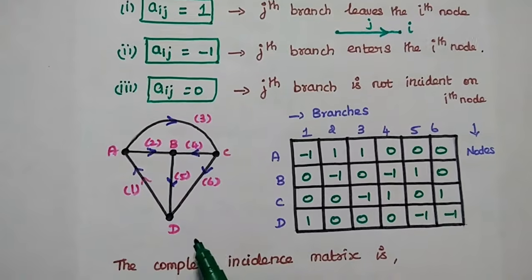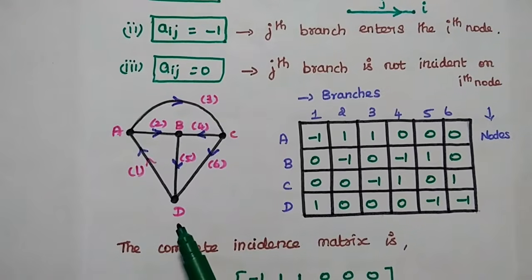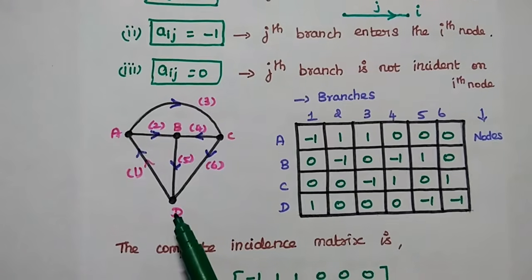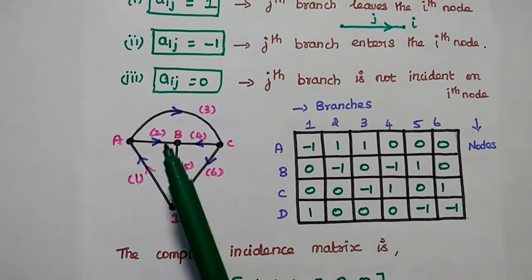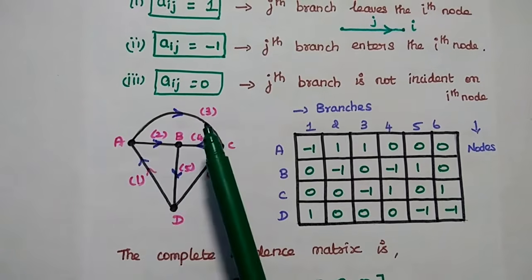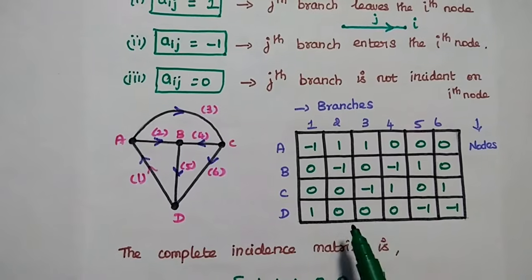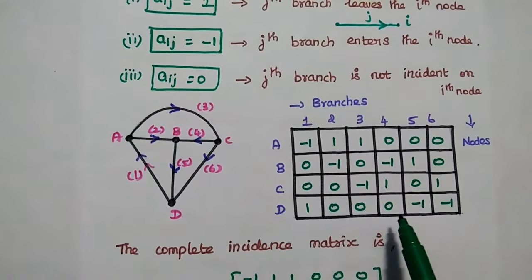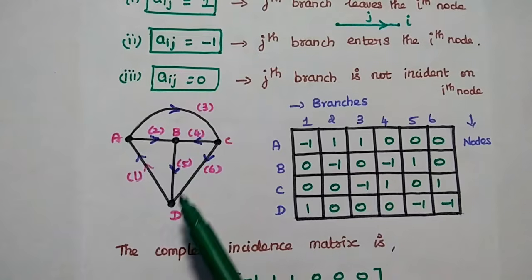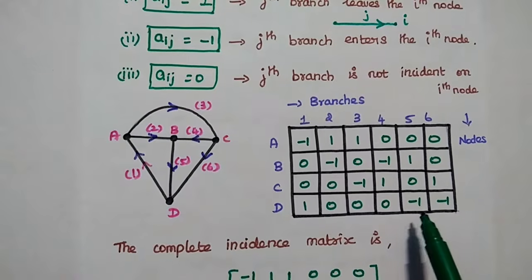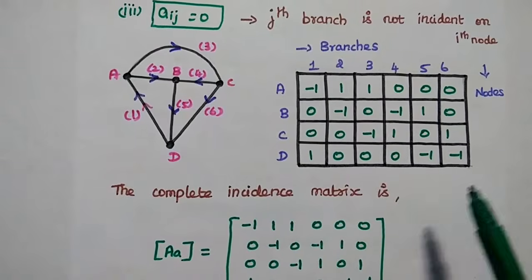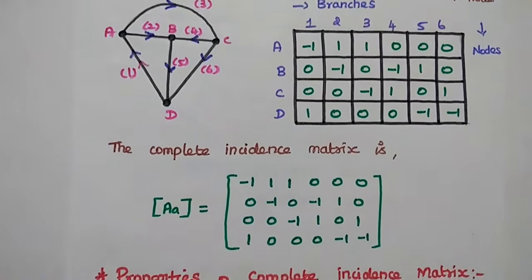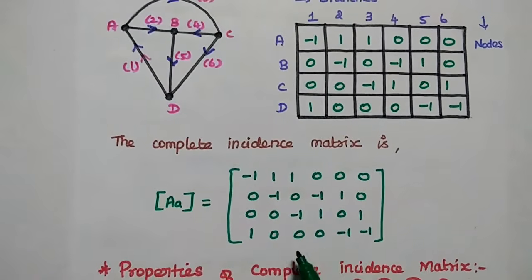Similarly, we can get the values for this D node. Here the branch is leaving, so it is +1. There is no connection between the second, third and fourth branches, so we can mention those values as 0, 0, 0. And the fifth and sixth both are entering into this B node, so simply we can put -1. So we can take these values as the complete incidence matrix like this.